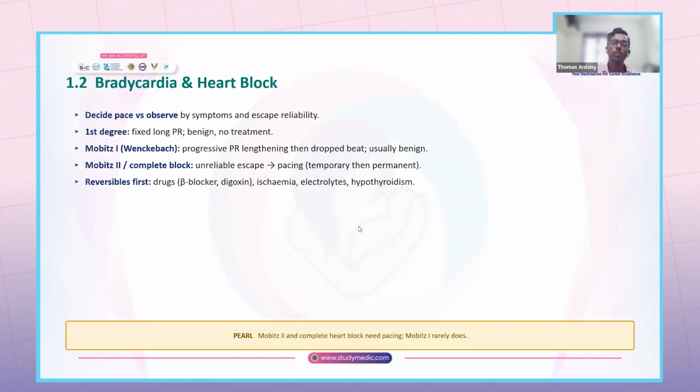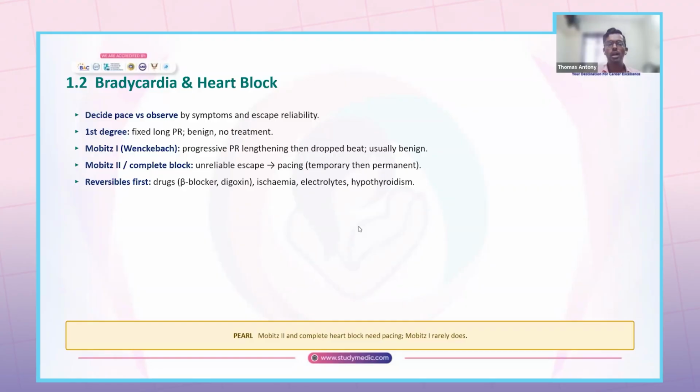Now coming to Mobitz type 1, which is a Wenckebach. Now we have a progressive PR lengthening. It will progressively increase the PR length and suddenly a beat drops. So this is also usually benign. This usually happens at the AV node, in young healthy adults and athletes who have increased vagal tone. It can also happen in an inferior MI.